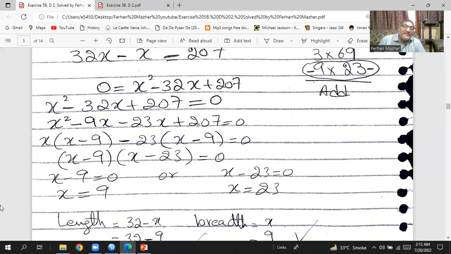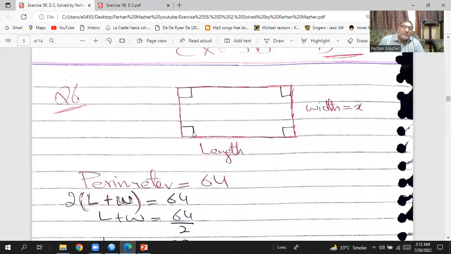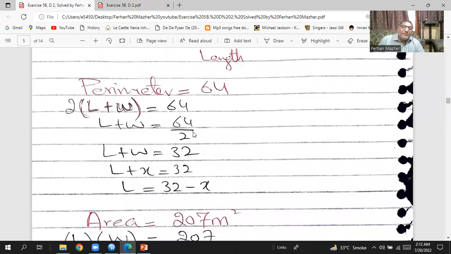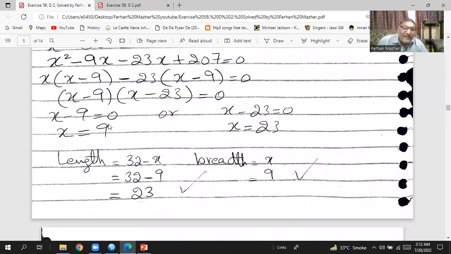So the length of this rectangle is 32 minus x. So you can either use 9 or the x value 23. They both can be used. Suppose that the breadth, we have supposed that the breadth is x. So if the x value 9 is taken, the breadth will be 9. The length will be 32 minus x, so 32 minus 9, and that will be 23.